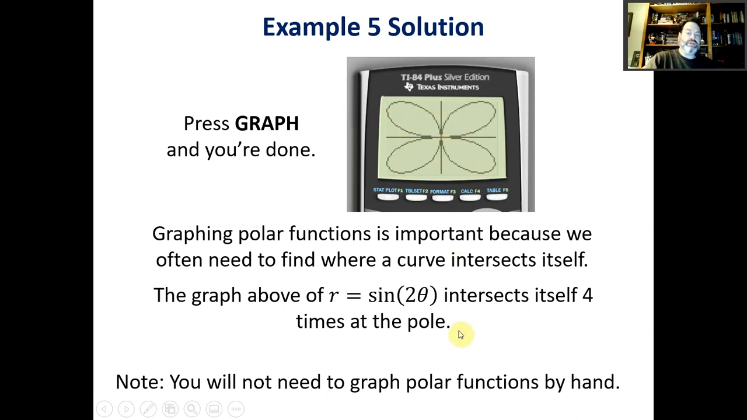And the reason we need to know that is you might be asked in the next section, say, to find the area of one of these. Well, when you do the integral, you have to know that you're only going 0 to pi over 2. Because if you do 0 to 2 pi, you're going to find all 4 of these areas. So we have to know where these intersections are, right?